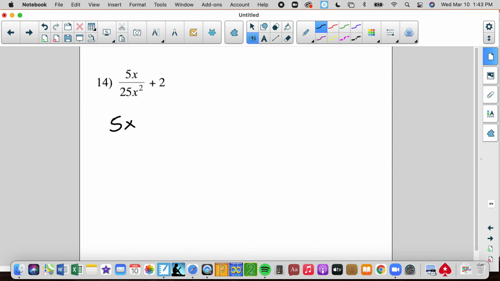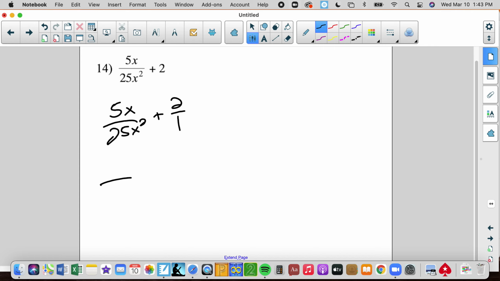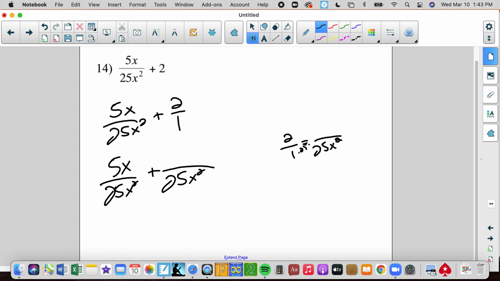We have 5x over 25x squared plus 2 over 1. Common denominator is going to be 25x squared. That's just going to be 5x because they're the same fraction. 2 over 1 equals what over 25x squared. We've got to multiply by 25x squared. 2 times 25x squared gives us 50x squared.